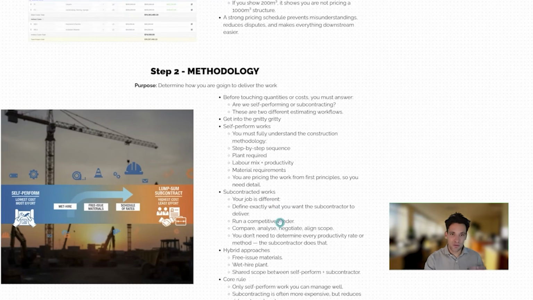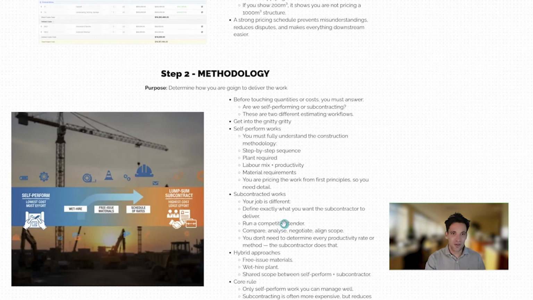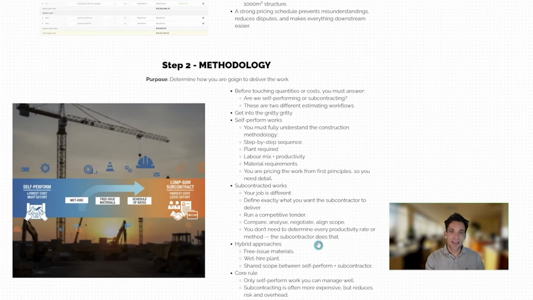We need to know the exact step-by-step sequence, the labor mix, the productivity, the material requirements, and we're pricing the work from first principles. If we're subcontracting the work, it's fundamentally much easier to price because all we're doing is putting together a scope of works and a set of drawings. We're showing our subcontractor what we want them to do, and we're running a competitive tender, getting 3 to 5 quotes for the work, comparing and analyzing these quotes, covering any gaps, and then including this pricing in our estimate. So subcontractor pricing is much, much easier, but again, with less effort is going to come a higher cost because we need to pay profit margins of subcontractors to do the work.